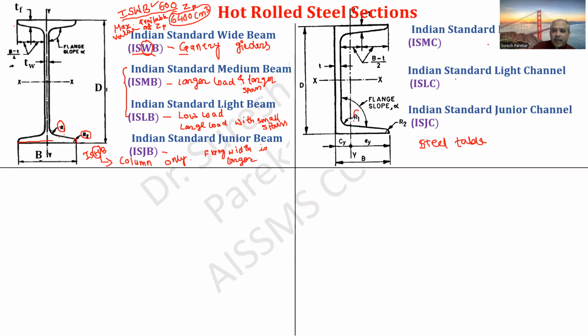Similarly, R1 again here is at the junction between web and flange, and R2 is when it is going outside, that is of the channel section. So these are the different beam sections and channel sections. Now this I will explain in detail, why we will go ISWB.